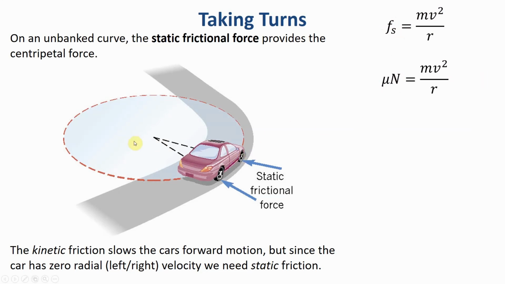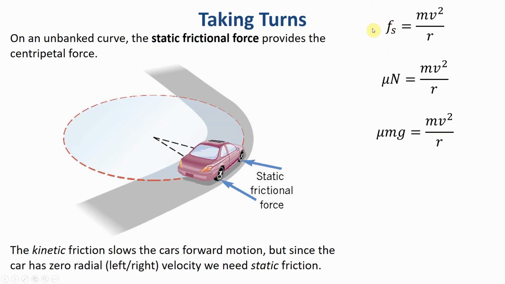Now for an object sitting on a flat level surface with no other vertical forces, the normal force is just mg. So my left side is now mu mg equals mv squared over r. Okay, let's cancel out the m's and clean this up. So for this case, let's solve for the velocity. How fast can I go to make a turn?